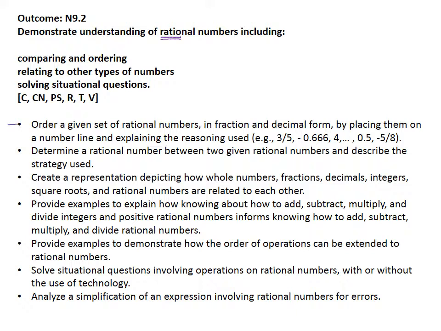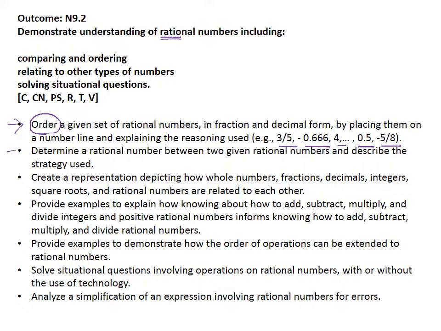So first indicator says, put them in order. So if you're given numbers like 3/5, negative 0.66, 4.5, negative 5/8, be able to put those all in the same form, either all in a fraction form with a common denominator, which is kind of difficult. I would suggest doing it the other way and putting it all in decimal form. Once you have everybody in decimal form, then you can put them in order.